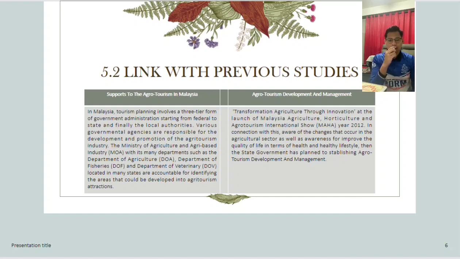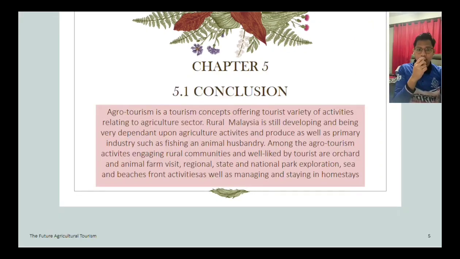Among the agrotourism activities engaging the rural community and well liked by tourists are orchard and animal farm visits, regional state and national park exploration, sea and beachfront activities, as well as managing and staying in homestays. 5.2 Link with previous study. Support for agrotourism in Malaysia.